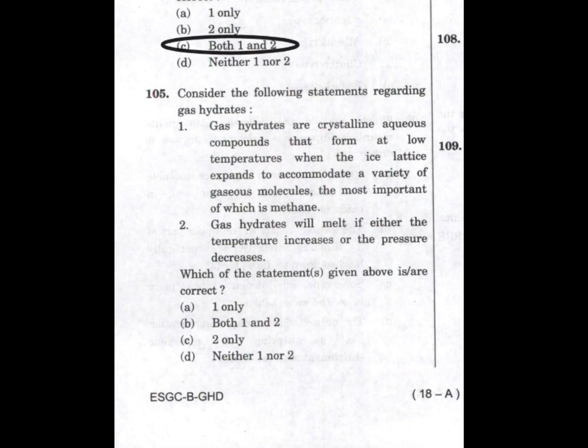Let's move on to the next question. Consider the following statement regarding gas hydrate. Gas hydrate, we all know, is a clathrate hydrate, or crystalline solid composed of water and gas molecules. These resemble ice but contain significant amounts of gases, typically methane. These hydrates are formed under specific conditions with low temperature and high pressure, commonly found in marine environments and very cold regions. Okay, there are two statements given.